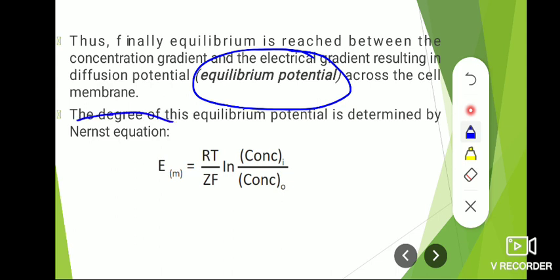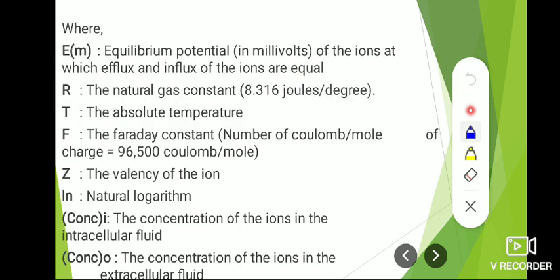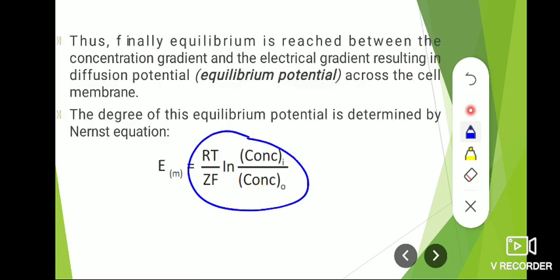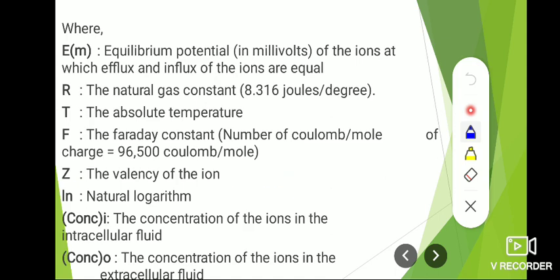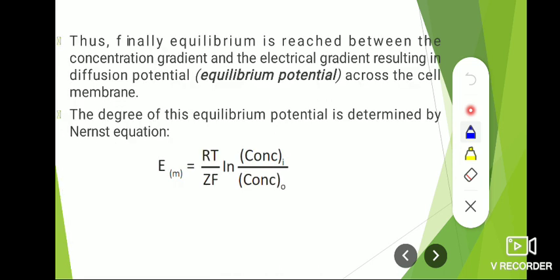So the Nernst equation basically explains the equilibrium potential for different ions. It is based on this formula. The details of this formula are given next: R stands for the natural gas constant, T for absolute temperature, F for Faraday's constant, Z for valency of the ion, ln for the natural logarithm, concentration I means concentration of the ion in the ICF, and concentration O means concentration of the ion in the ECF. So for a particular ion there will be a Nernst equation.